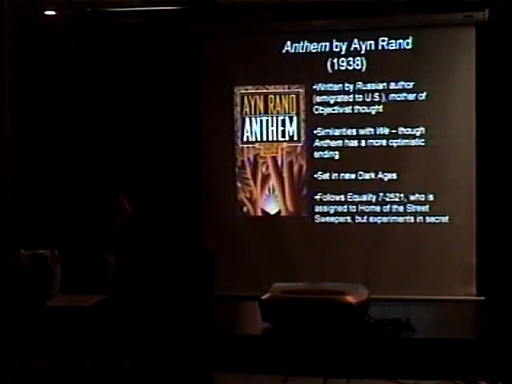Another work, and we're moving here in chronological order, so this is a few years later, again by a Russian immigrant. Ayn Rand came from the Soviet Union to the United States, where Zamyatin went from the Soviet Union to England. Rand is the mother of objectivist thought, which there's no real way to sum up in one sentence, but basically a kind of individualism. It's part of the larger classical liberal tradition. A lot of modern libertarianism is influenced by Rand's ideas, or at least fellow traveling with Rand's ideas.